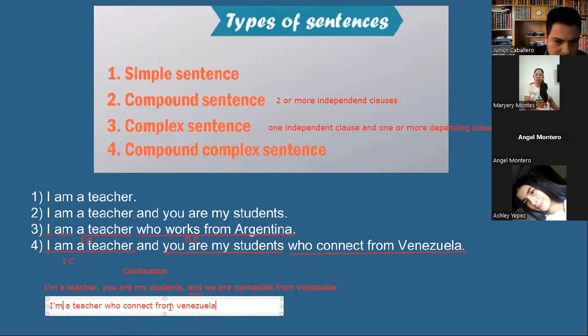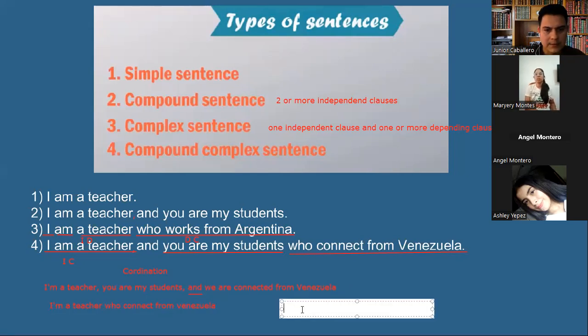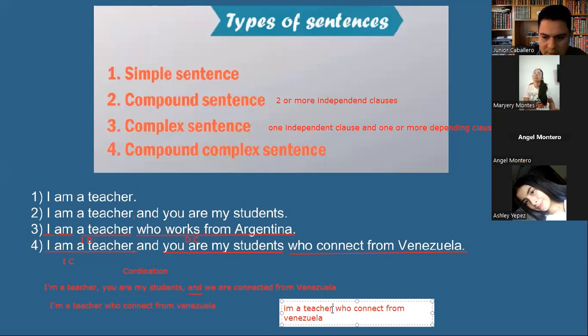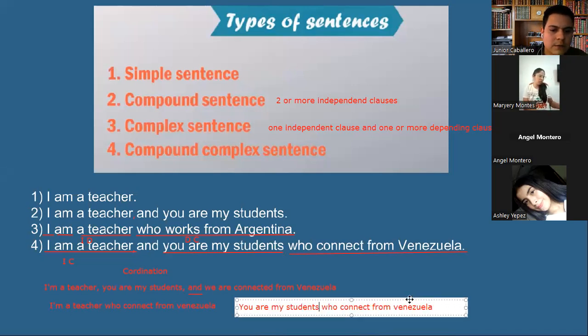Fíjense. I'm a teacher who connects from Venezuela. Eso está bien, soy un profesor quien se conecta de Venezuela. Vamos a suponer que ustedes están en otro lado y yo digo eso. Está bien. O puedo hacer lo que me está diciendo la última estudiante, Ashley, que mencionó. Ustedes son mis estudiantes. You are my students who connect from Venezuela. Ustedes son mis estudiantes quienes se conectan de Venezuela. O sea, cualquiera de las dos está bien.